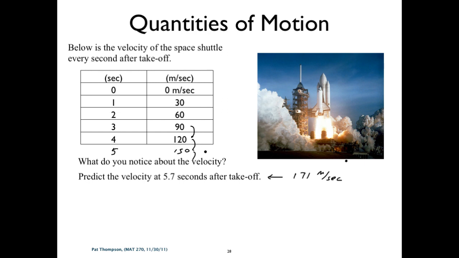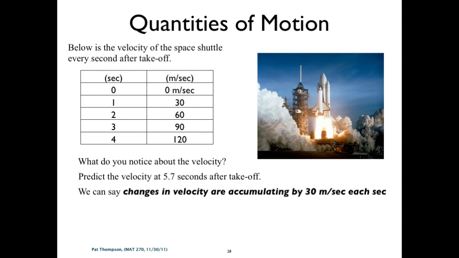We're accumulating changes in velocity, right? The changes are accumulating. Velocity doesn't accumulate, but you can think about changes in velocity accumulating, right? Okay. And how are they accumulating? The changes in velocity are accumulating by 30 meters per second each second, right? Is that right? Changes in velocity are accumulating by 30 meters per second each second.